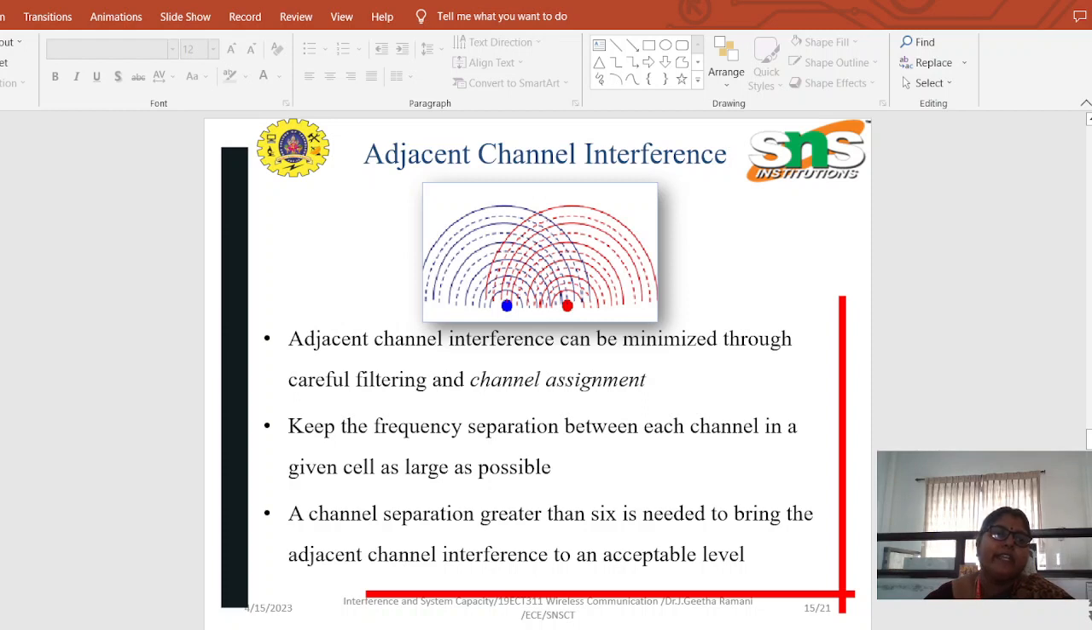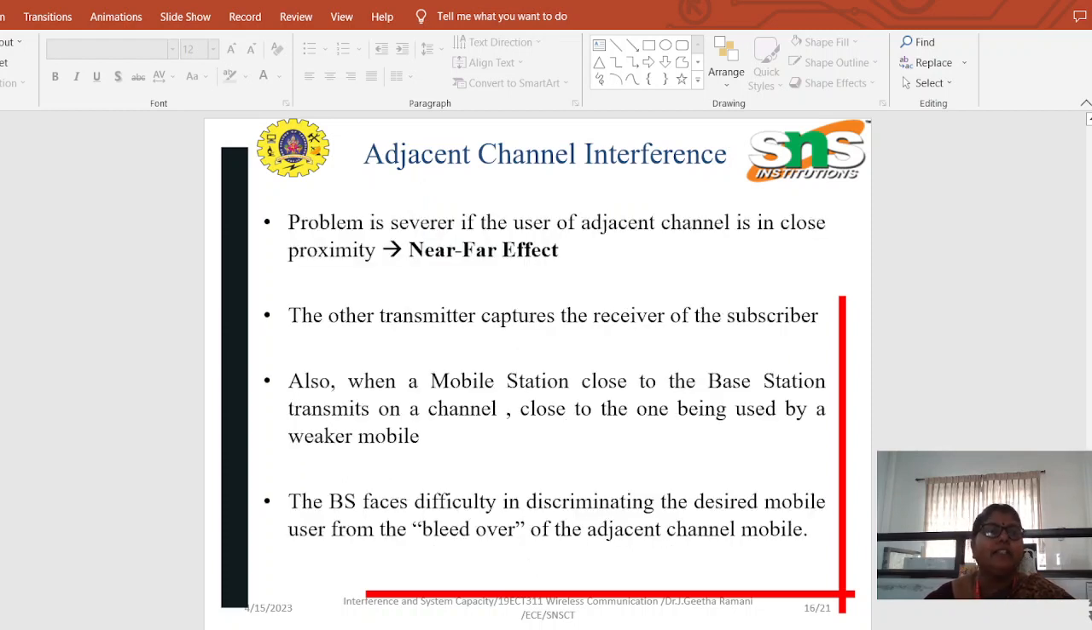This blue line indicates one signal and this red line is another signal. In this area both of them interfere with each other because of improper filtering. That could be avoided to get a proper signal quality at the end user. And we keep the frequency separation between each channel in a given signal as large as possible. So a channel separation greater than 6 is needed to bring the adjacent channel interference to the accepted level.